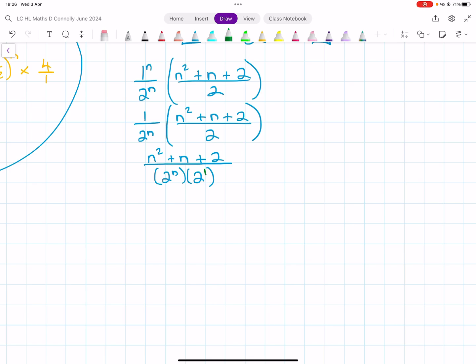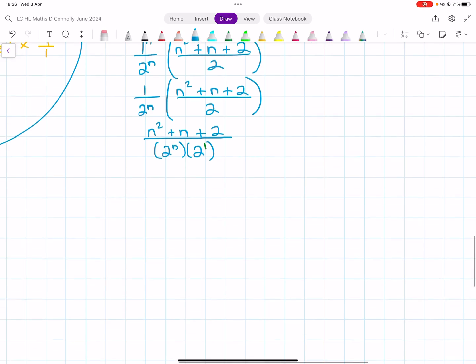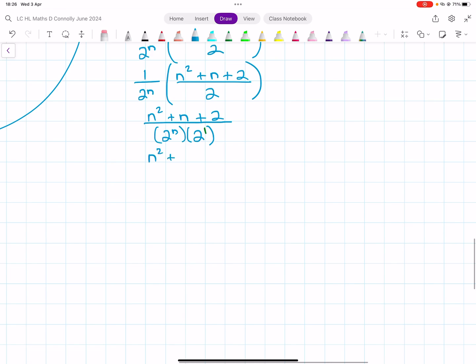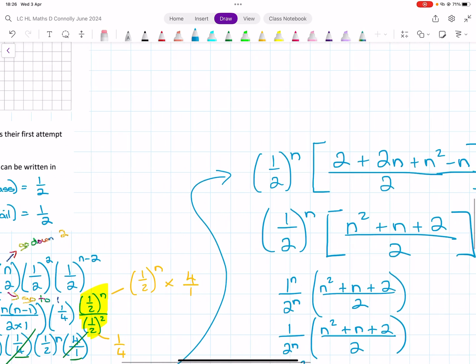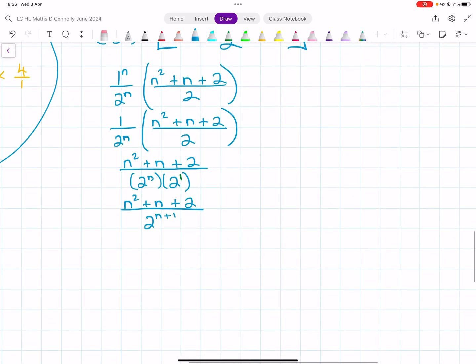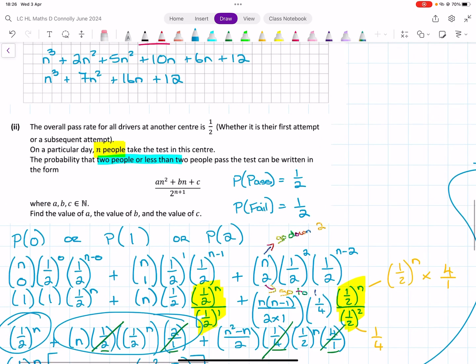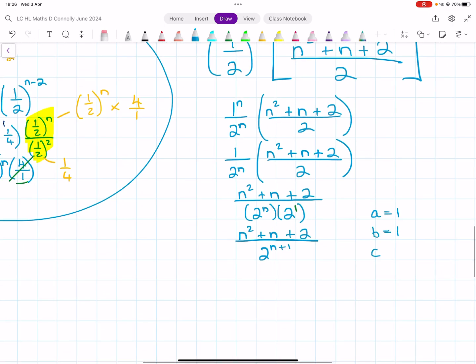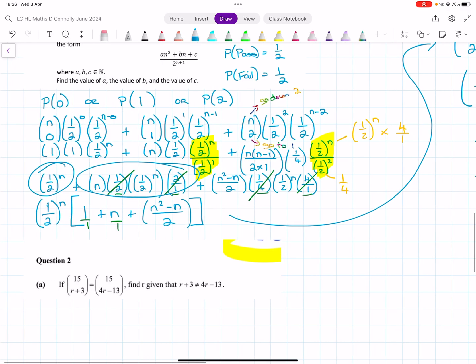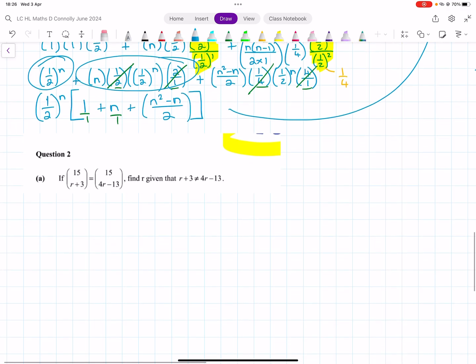2 is 2 to the 1. So multiplication becomes addition. So it's n squared plus n plus 2 over 2 to the n plus 1. And that, I think, is right. N plus 1, yeah. So A is 1, B is 1 and C is 2. Yep, sorry, I have the answers here beside me. Yep, that's right. Okay, and last one.